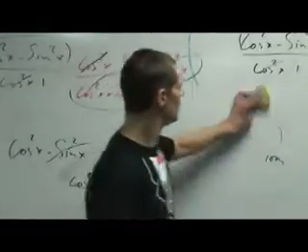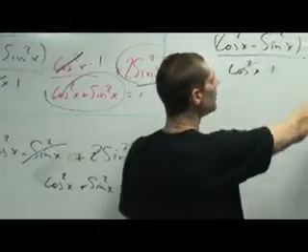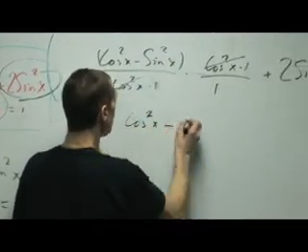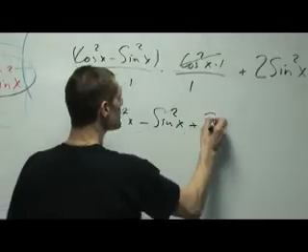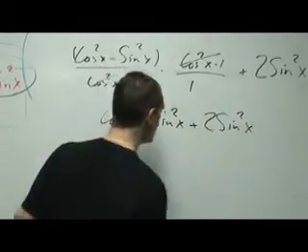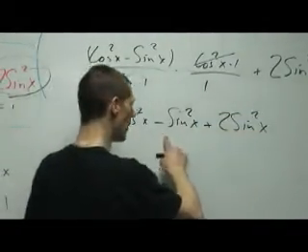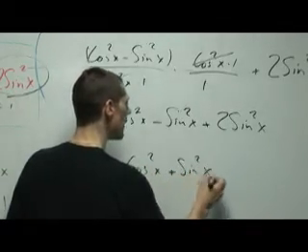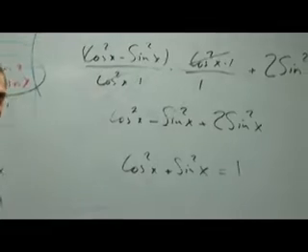Now, as I was just saying, then we're really multiplying, dividing by 1. We have cosine squared x minus sine squared x plus 2 sine squared x. Well, here's 2 minus 1. This becomes cosine squared x plus sine squared x. And this, of course, is equal to 1.